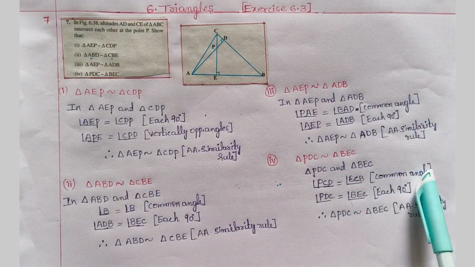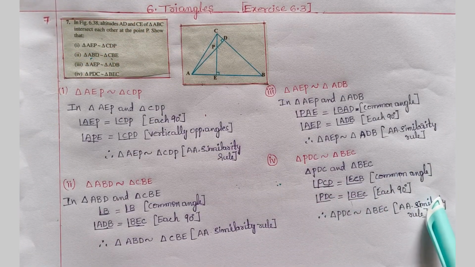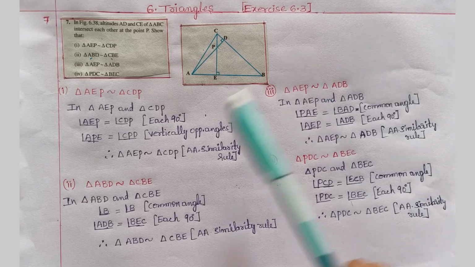See here, one common angle is there, one is the 90 degrees. By the angle similarity criteria, these two triangles are similar triangles.